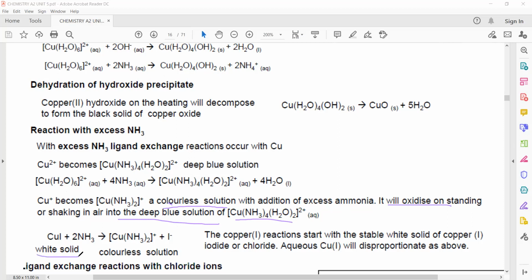Same thing, copper 1 iodide, when we add ammonia, you can see here it is a colorless solution because copper is +1. And the copper 1 reaction started with a stable white solid, copper 1 iodide or chloride, and aqueous copper 1 disproportionates as above. For example, copper 1 can be oxidized and it can be reduced depending on which reagent is added.